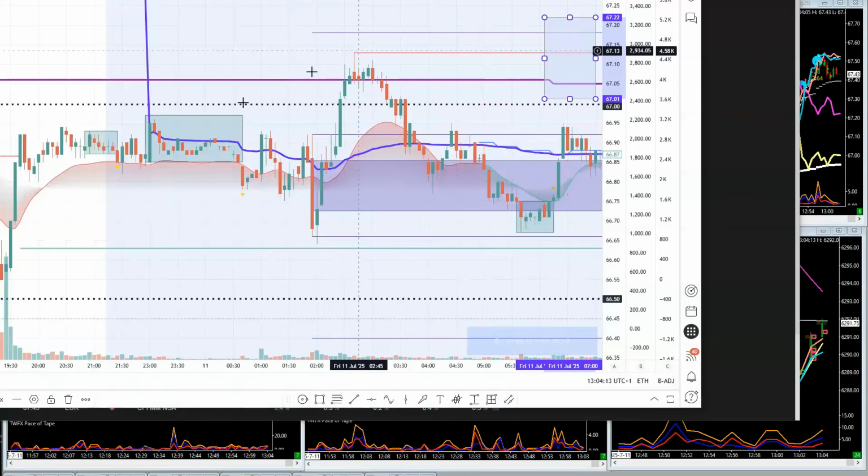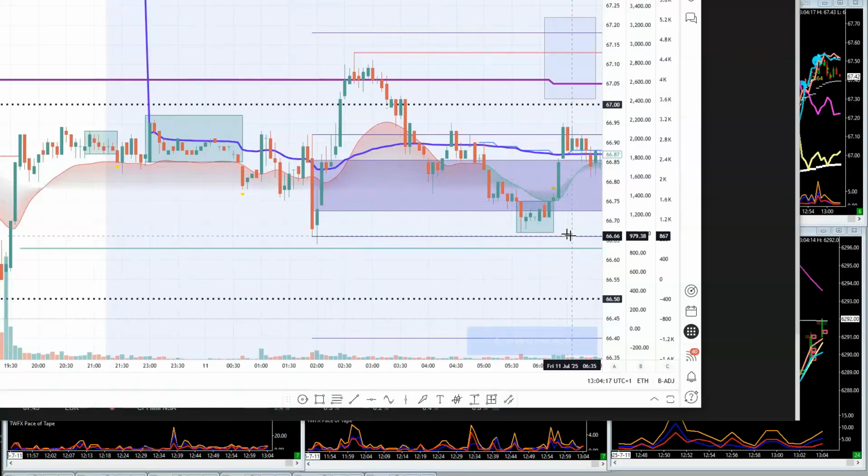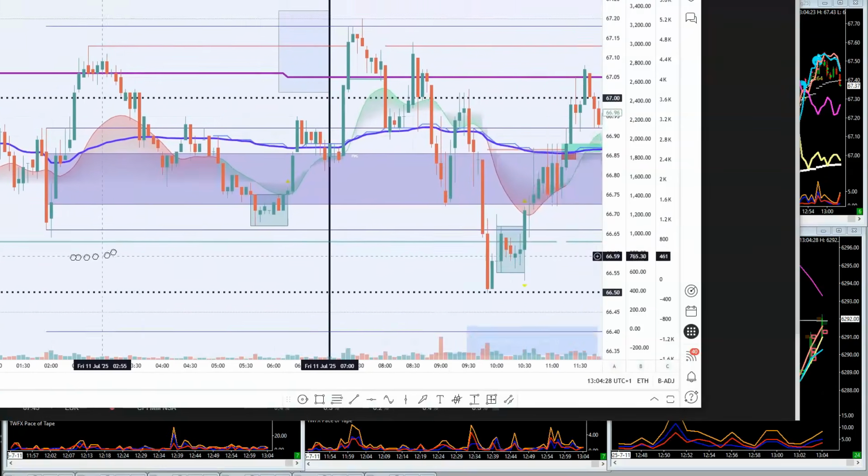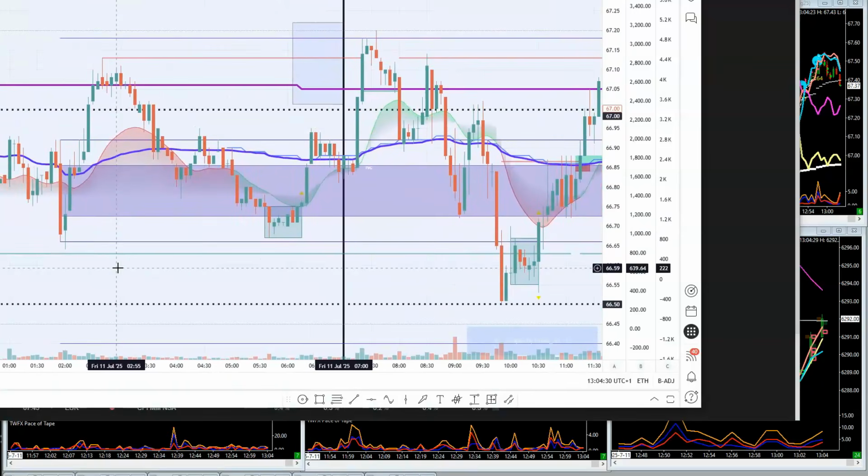Now, remember, at 7 o'clock, you now have the numbers, right? It's not like you're guessing about the numbers coming out in the future. You've now got the numbers right there. So what happens next on oil? Well, that's what happened next on oil. It traded up into that level.